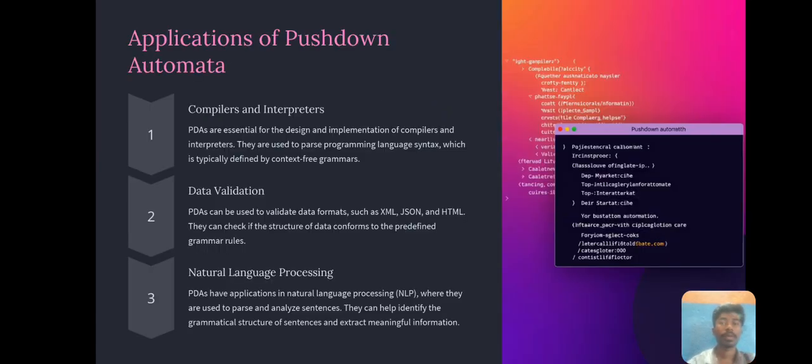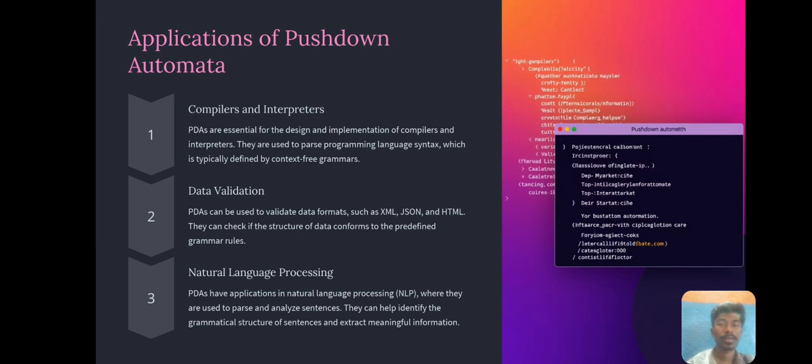Applications of pushdown automata. First, compilers and interpreters. PDAs are essential for the design and implementation of compilers and interpreters. They are used to parse programming language syntax, which is typically defined by context-free grammar.